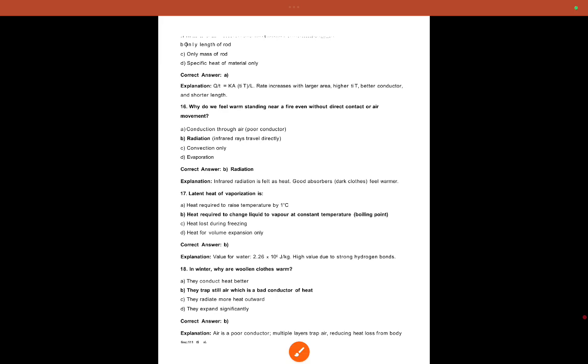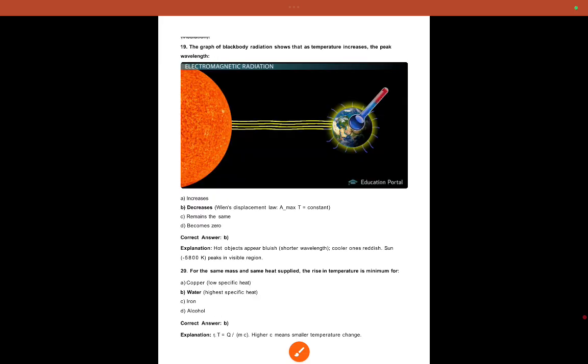And question number 19. A figure of black body radiation shows that as the temperature increases, the peak wavelength changes. So here, let's discuss. When temperature increases, the peak wavelength decreases in the black body figure. Hot objects appear bluish, that means short wavelength, and that is how we understand it. Temperature is opposite to the wavelength.